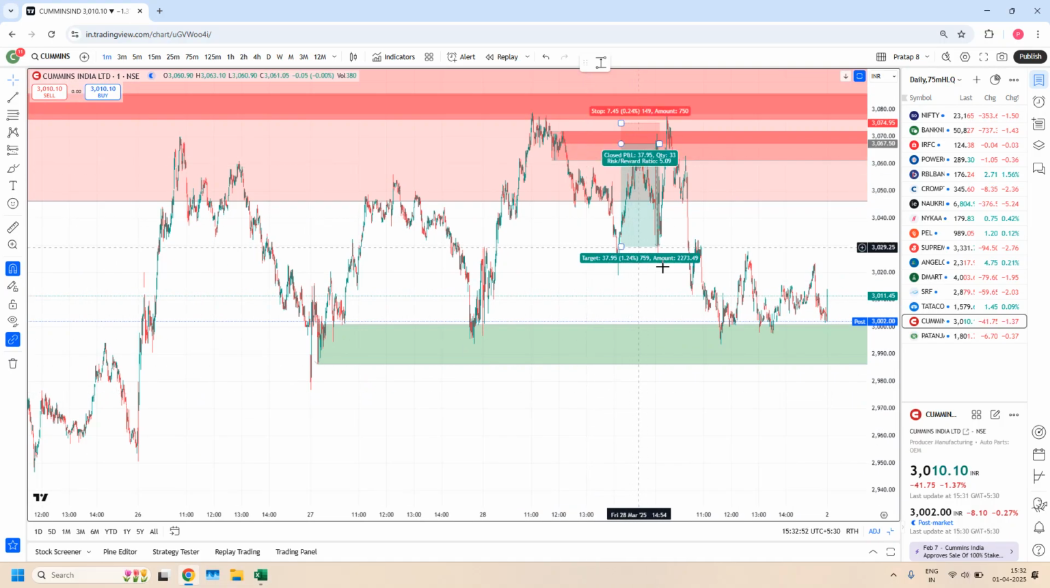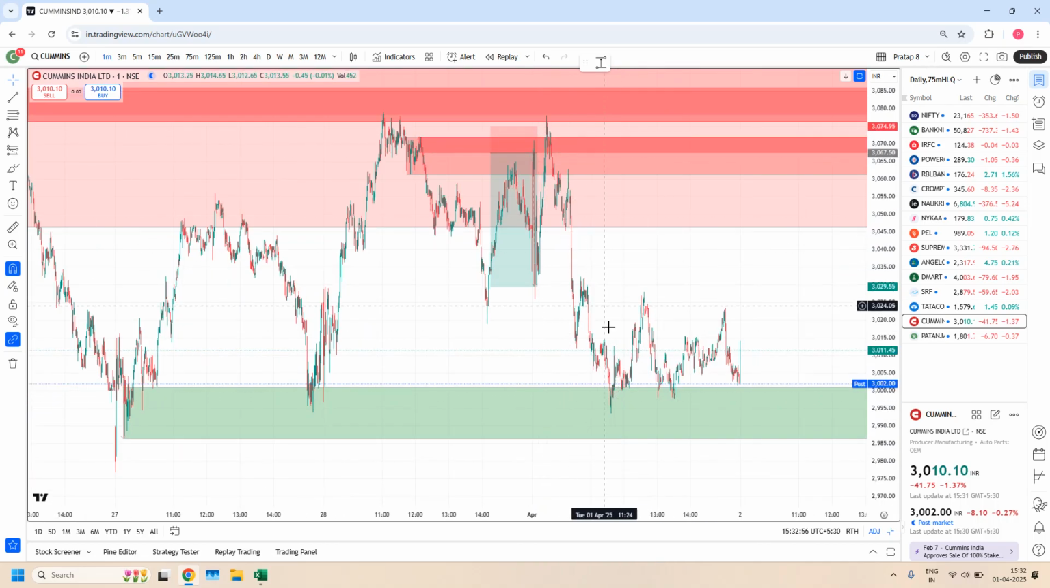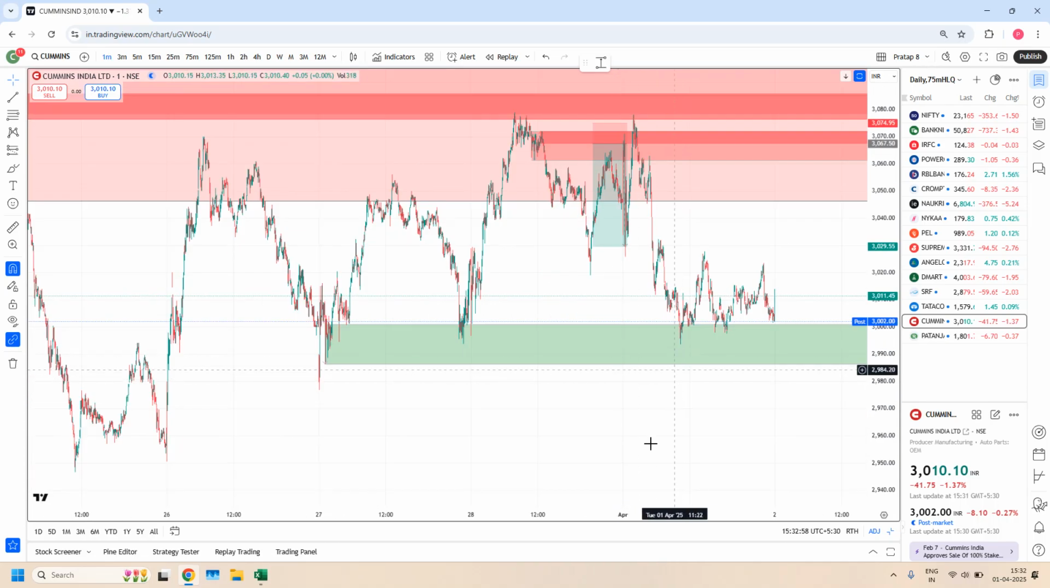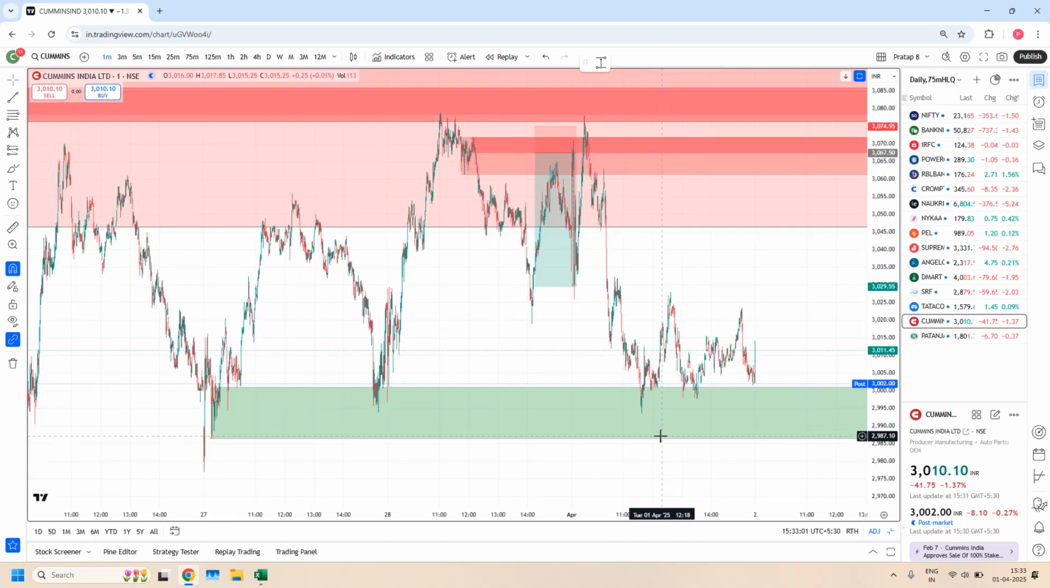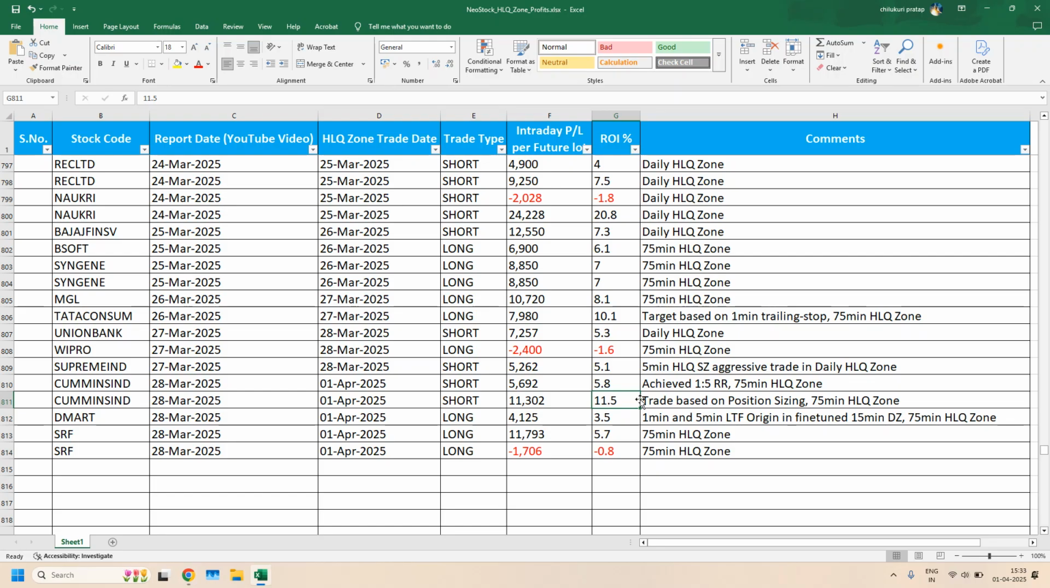So these are the 2 trades it gave you. One is a 1:5 RR trade, and another one is a trade that reached up to the 15 minutes target. Of course, this also has around 1:4.5 RR because the risk is high. So RR has given 1:4.5. Anything above a minimum 1:3 RR is a successful trade, but it even reached the 15 minutes target. So this is about Cummins.